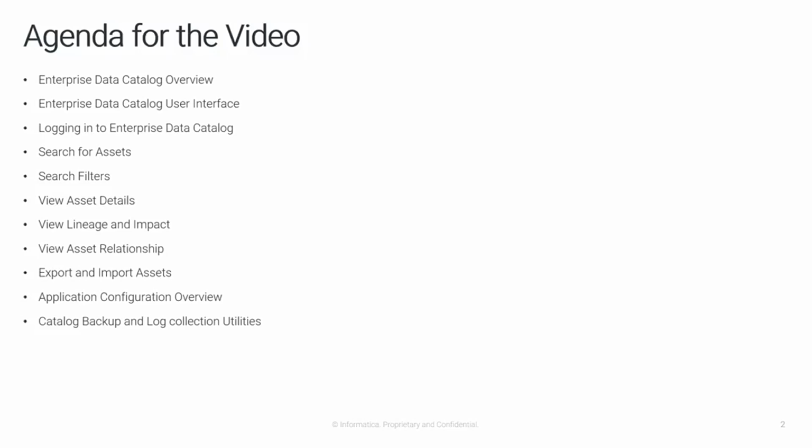Here is the agenda for the video. We'll give you an overview of the application. We'll see how the application UI looks, how to log in to the application, how to search for the assets. We'll see how to apply different kinds of filters, how to view the asset details, how to check the lineage and impact, viewing asset relationships, taking export from the catalog UI. We'll talk about application configuration overview, and then we'll see how to download the different kinds of logs and how to take a catalog backup from the application itself.